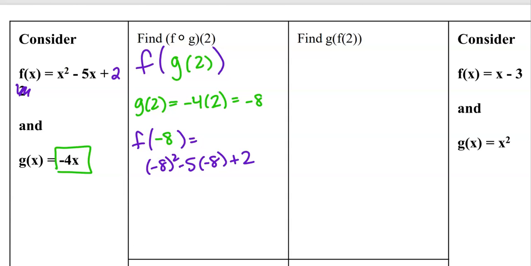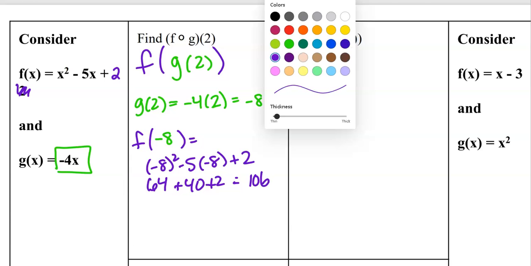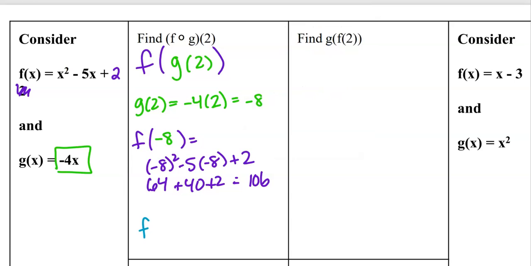All right, we can do this. What's negative 8 squared? 64. What is negative 5 times negative 8? Plus 40. Then we have that plus 2. What does this give me? 106? So my composition, f of g of 2, equals the value of 106. We plugged 2 into g, got that output, and then that became the input for my f function.